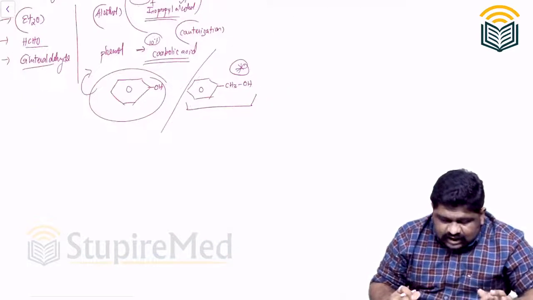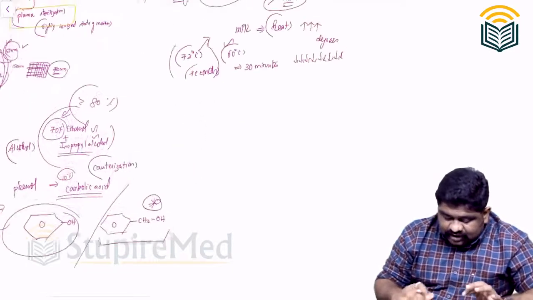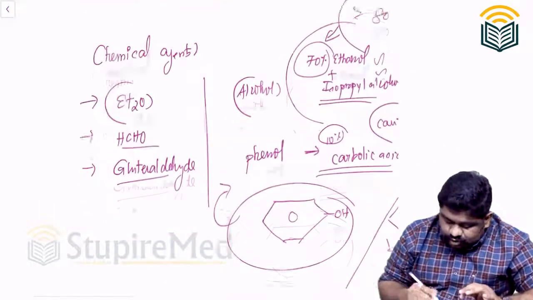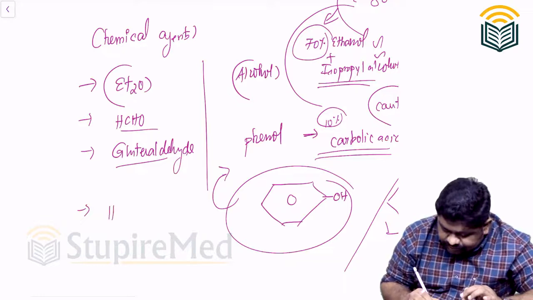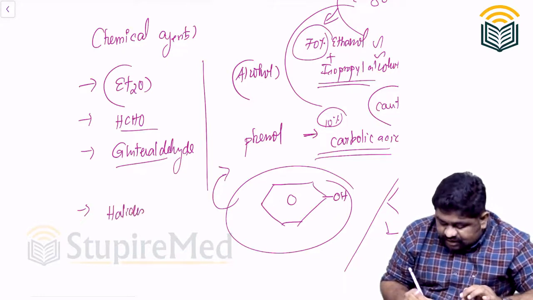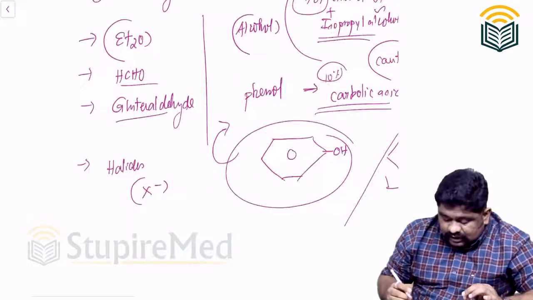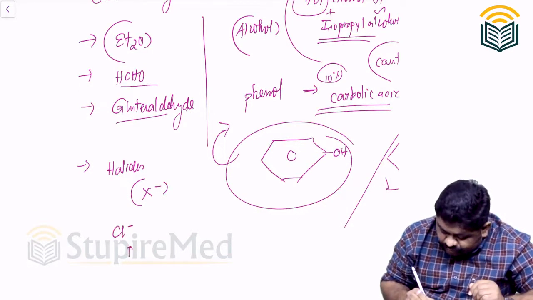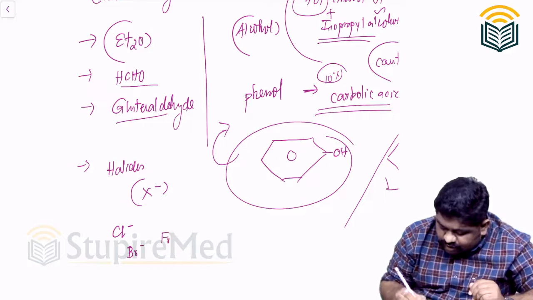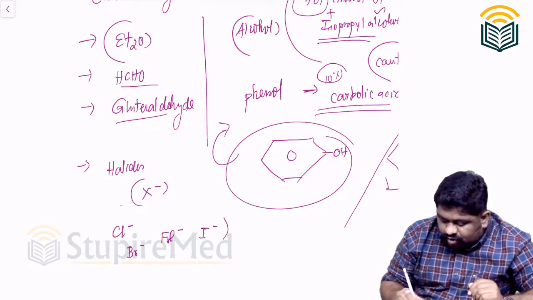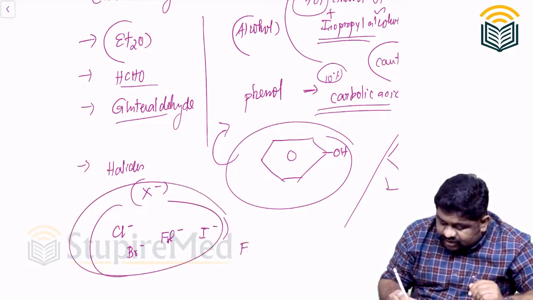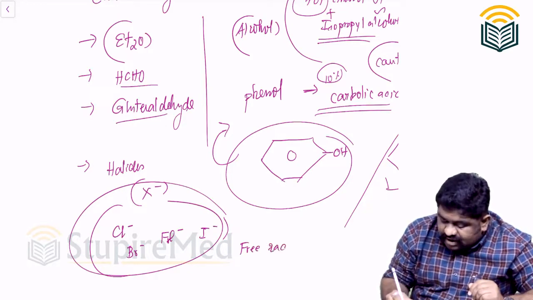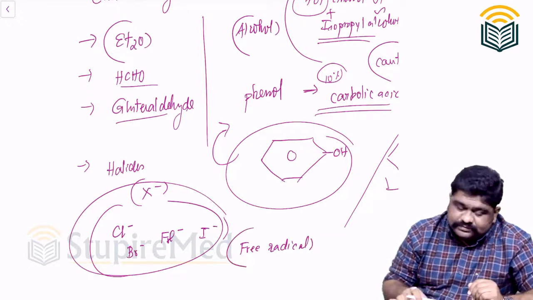Okay, what else are we supposed to look for? Generally, when I use chemical agents, we can also think of halides, which are referred to as X minus. X is the common letter for all the halogens: chloride, bromide, fluoride, iodide. All of them can introduce free radical changes, and the free radicals can be destructive for the microbes.